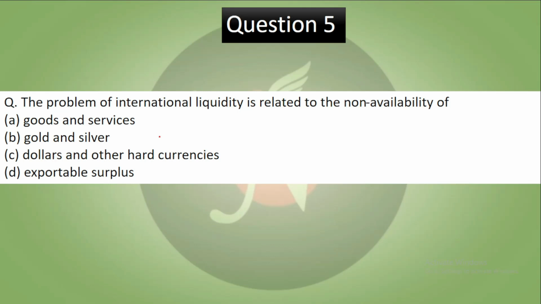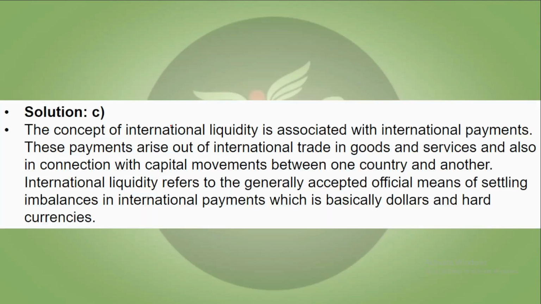Question 5 says the problem of international liquidity is related to the non-availability of goods and services, gold and silver, dollar and other hard currencies, or exportable surplus. Pause the video, try to answer. Now let's see the answer. Your correct answer to this is C.